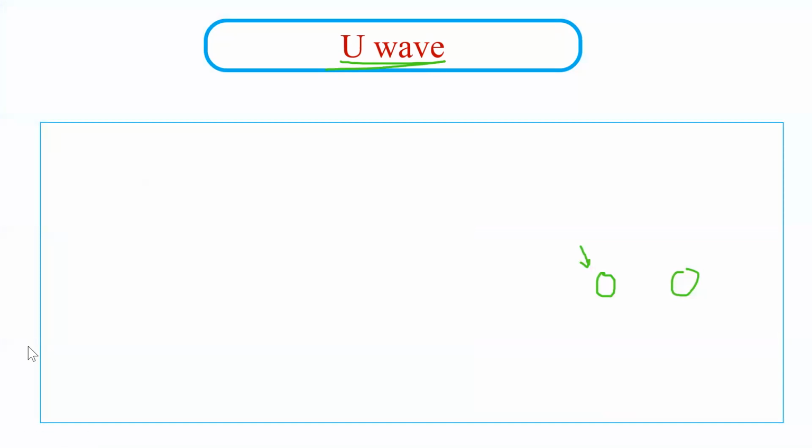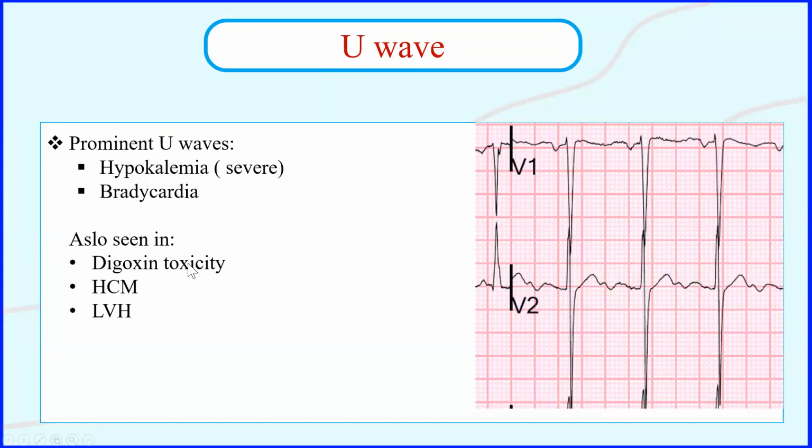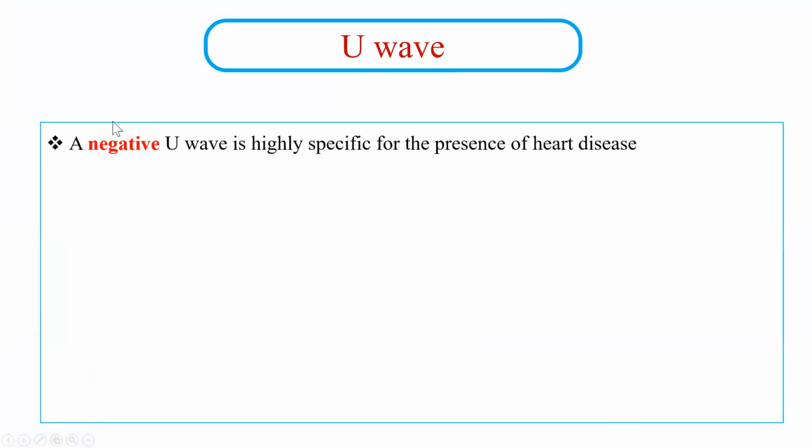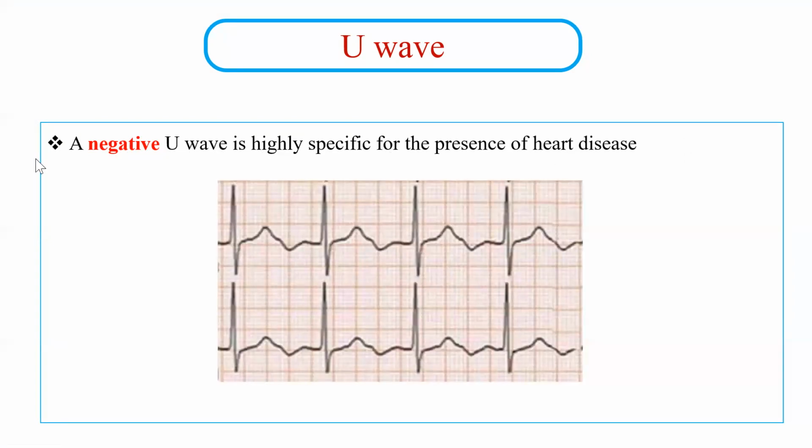All right, now let's see some cases here. So we say this is the U wave, and we see that here. Now, what if you find a negative U wave? If you find a negative U wave, this is highly specific for the presence of heart disease. Let's identify some U waves. This is a U wave. How can I identify it? You have a T wave here, and it's followed by a negative deflection, which is the U wave.